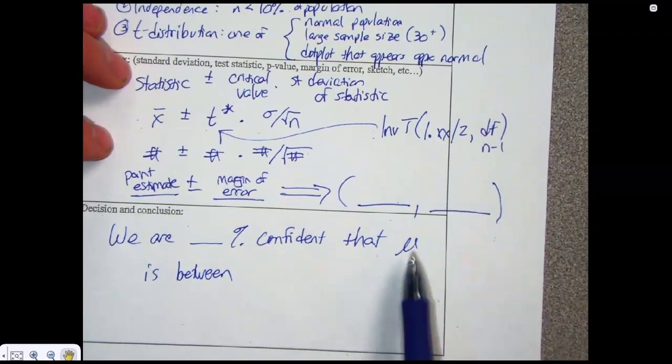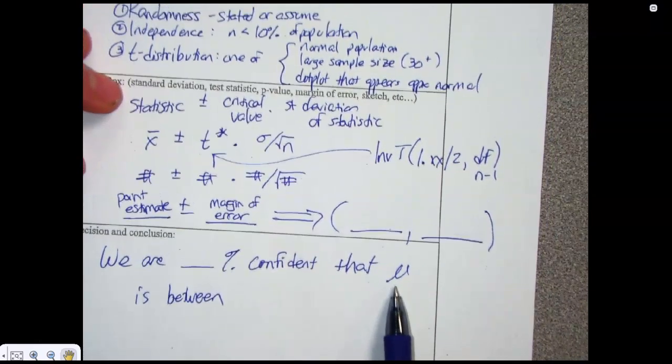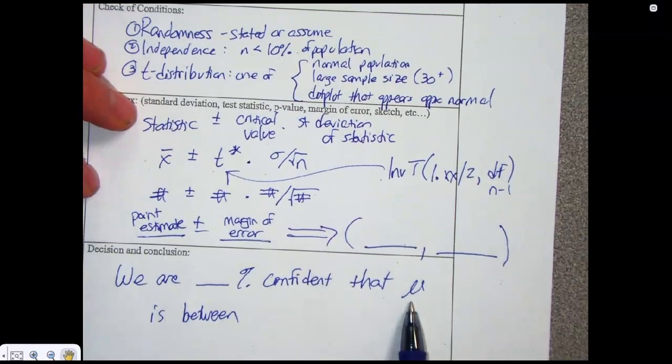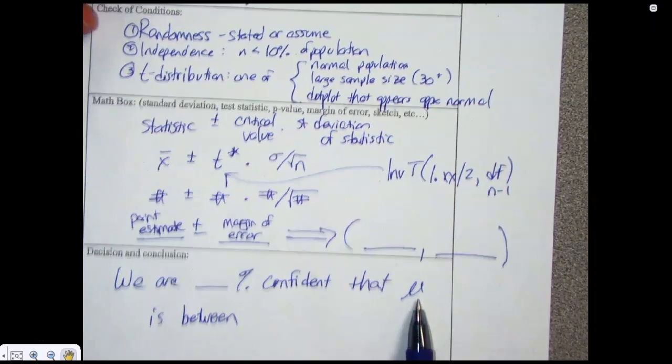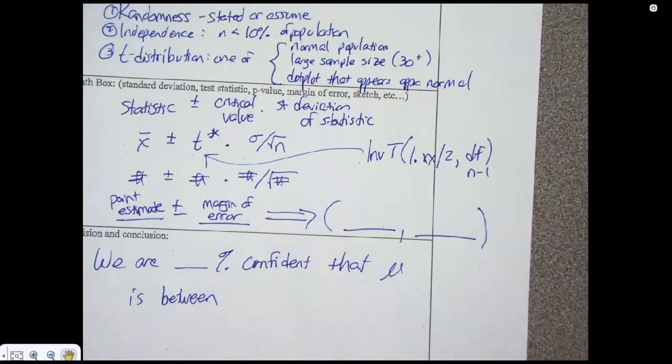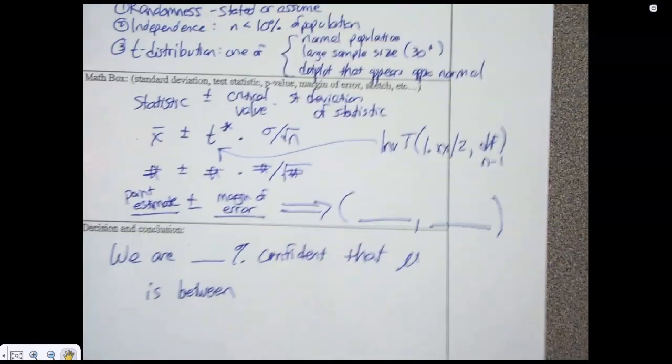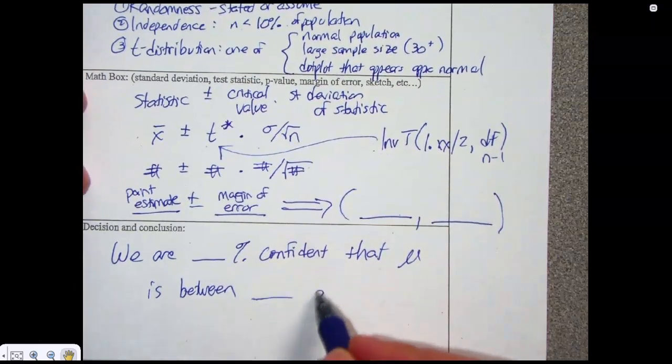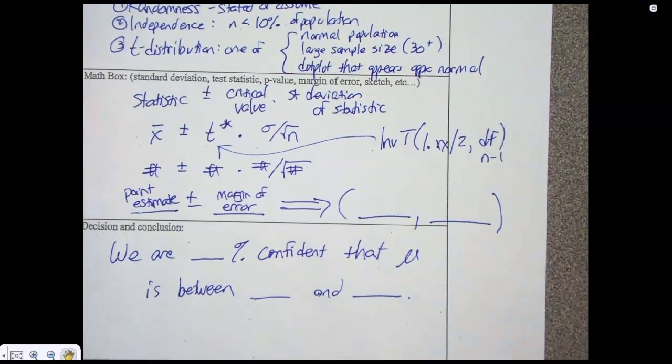So remember, this is my shortcut. I need to put context in my conclusion, right? But I have assigned context to mu up here, so I can just use mu from that point forward. So I'm just saving writing a little bit. Is between blank and blank.